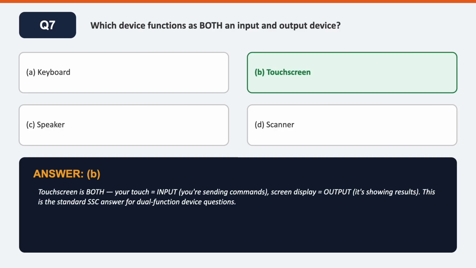Question 7. Which device is both input and output? A. Keyboard, B. Touch screen, C. Speaker, D. Scanner. What is the answer?